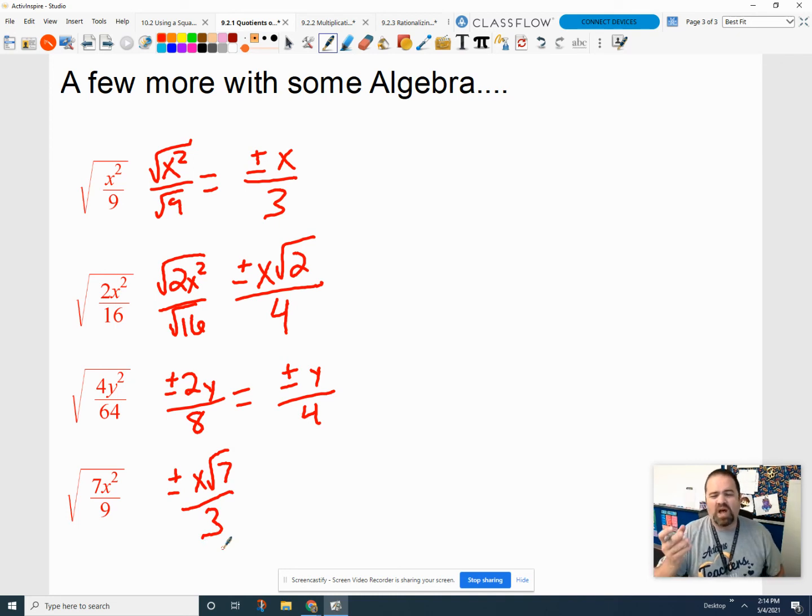Honestly, for what we're going to be doing, this won't pop up that much with all the variables and stuff. I just thought you guys should see that one.